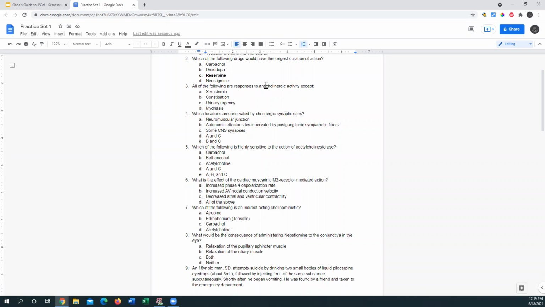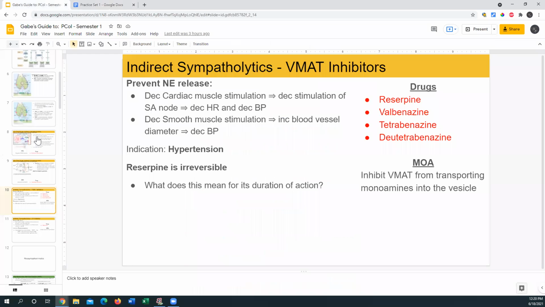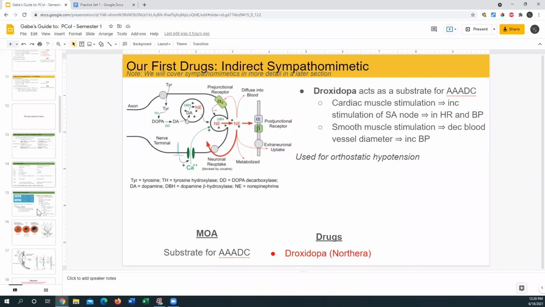All the following are responses to anticholinergic activity. Well, cholinergic activity is when we are mimicking the parasympathetic nervous system. So let's go there real quick.